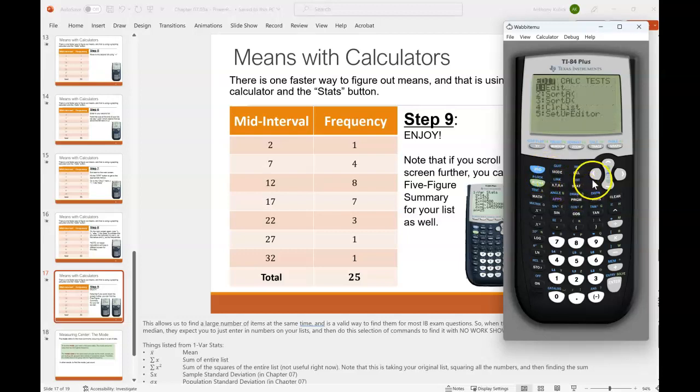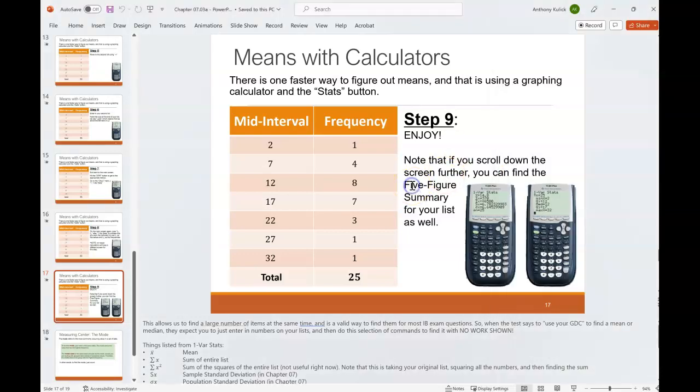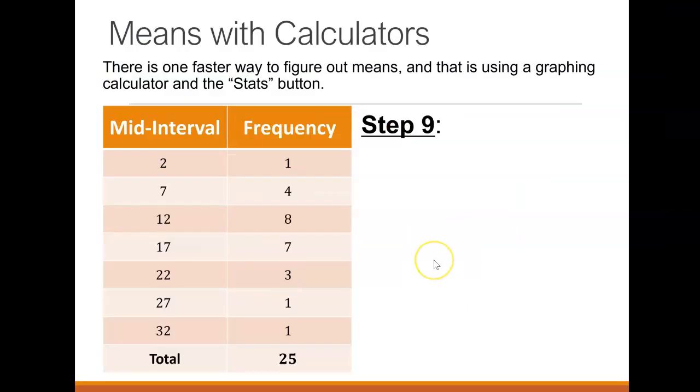So again, you press stat, you go calc, you do 1 var stat. List should be L1. Frequency is L2. Calculate. And there's our summary. Which one are we interested in? X bar is mean. That's what we're looking for. I know, it's really exciting.